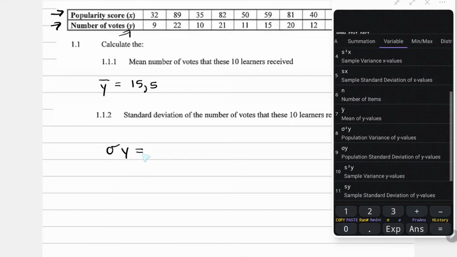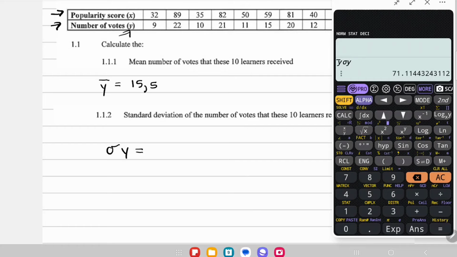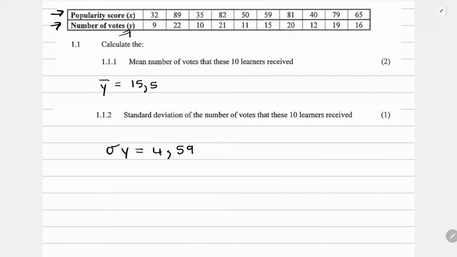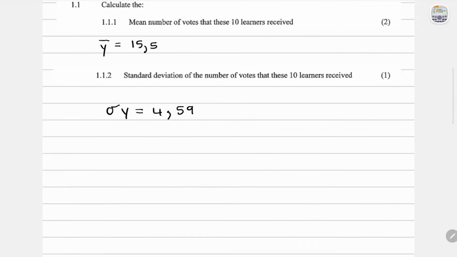Okay, so the standard deviation of the y values is equal to, now I have to get rid of that because it's just going to multiply. So that answer is, as we can see, 4.59. Okay, so that will be the standard deviation. Okay, so that is the answer there. Moving on to the next question.